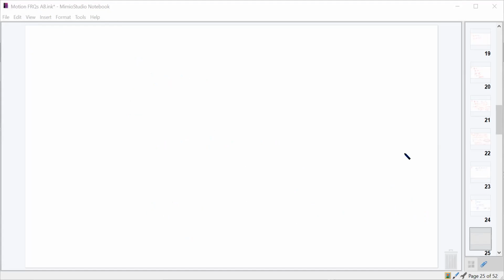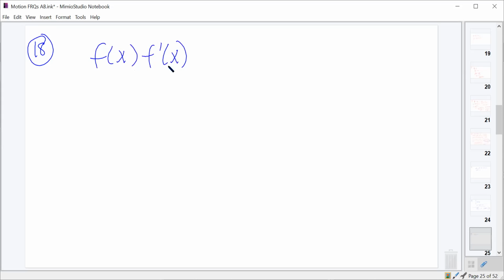Okay. All right, 16 was the next one, but I'm pretty sure we did 16. And then 18. All right, 18, we've got a function that satisfies f prime of x equals x with f of 0 equal to 1. So we're looking for a function that satisfies this.